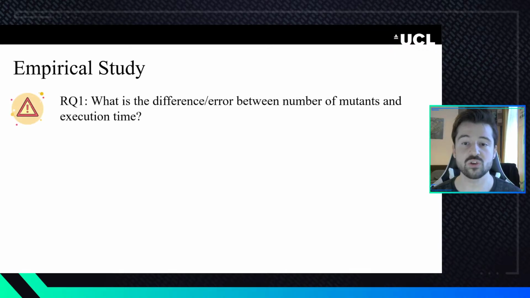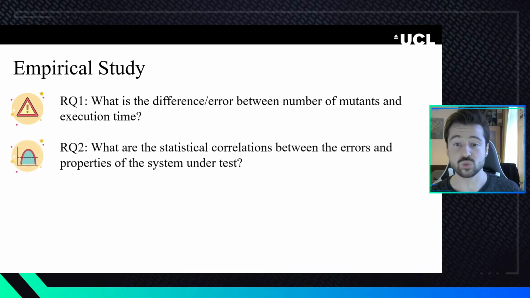In this empirical study, we aim at answering 4 research questions. First, research question number 1 focuses on the differences, or errors if you will, between the number of mutants and the execution time measures. In research question number 2, we analyze the potential correlations between the observed errors and the properties of the systems under test to try and better understand why those errors occur.